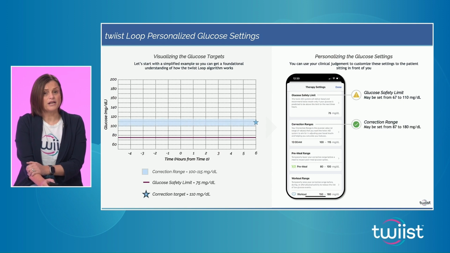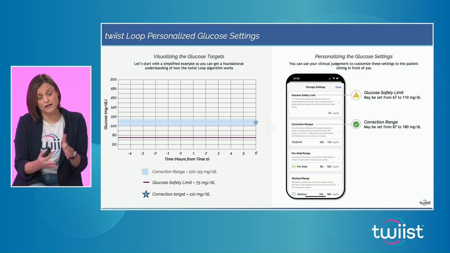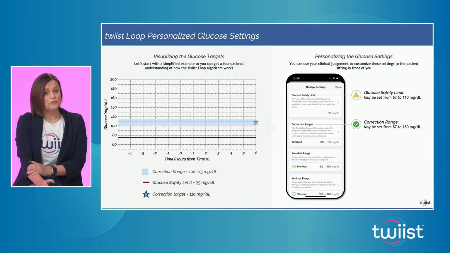The correction range can be set anywhere from 87 to 180. In this example, we have the correction range set from 100 to 115, and what the algorithm does is it uses the middle of that correction range as the mathematical target for glucose values. The range can be set as wide or as narrow as you, as the clinician, would like to, based on the person who's sitting in front of you.